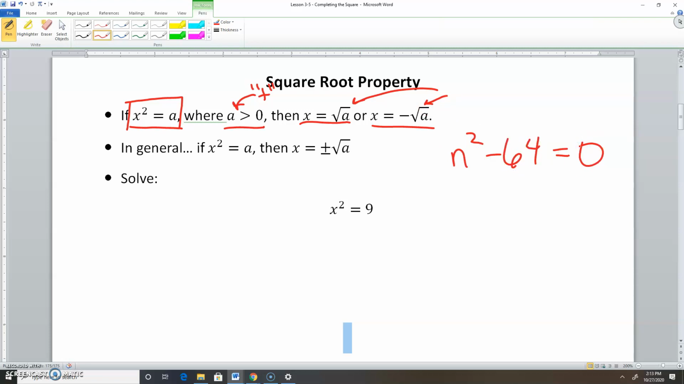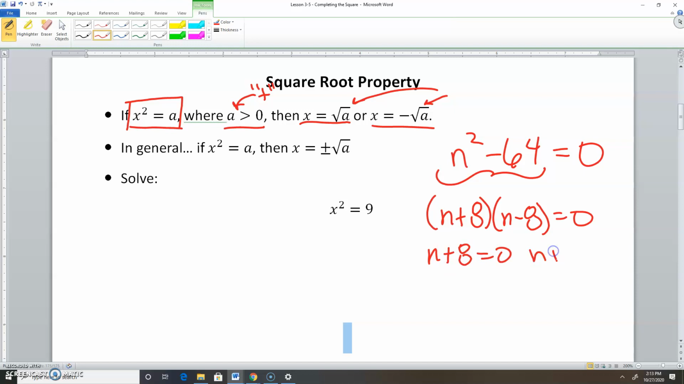We solved one like that before on your worksheet. We had n squared minus 64. A lot of you got that n equaled 8, but then saw that there was n equals negative 8. Well, we pointed out that's a difference of squares, and we had to set both of those factors equal to 0. When we set them both equal to 0, we found, oh, hey, there were 2 of them.